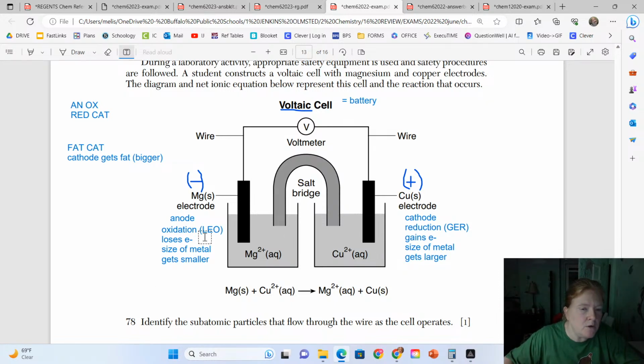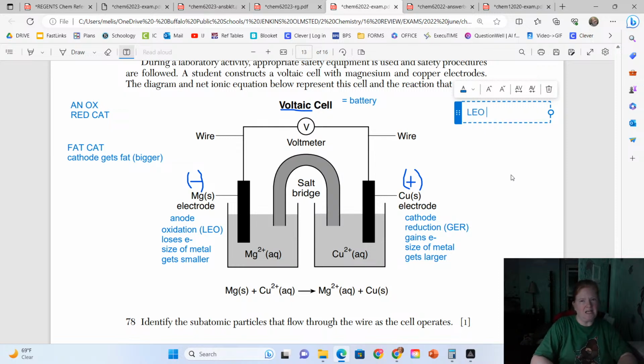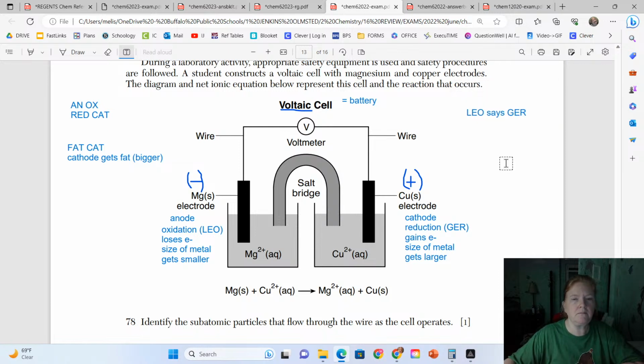Okay. So LEO stands for lose electrons, oxidation, and GER stands for gain electrons, reduction. So they say, like, Leo the lion says GER, like he growls. Okay. All right, and electrons flow. It says fat cat because the cathode gets fat. It gets bigger. That's why I tell my students, to help them remember it.